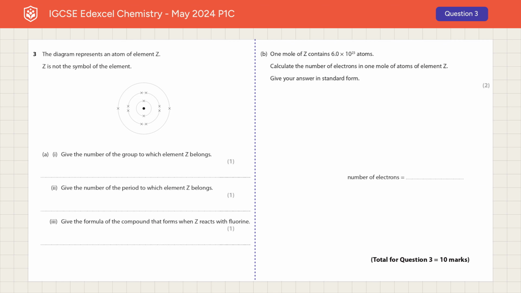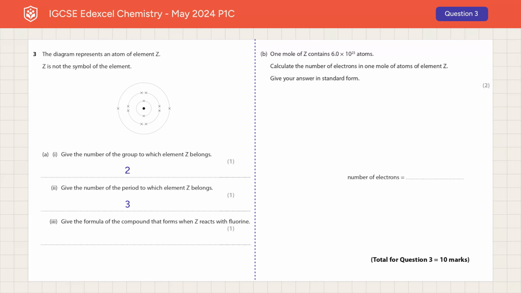Next, question 3 asks about relative atomic mass, isotopes, and electron configuration. Let's look at an atom. How do you find its group? Count the outer shell electrons, so element Z is in group 2. Now, its period? Count the electron shells. So the answer would be 3.